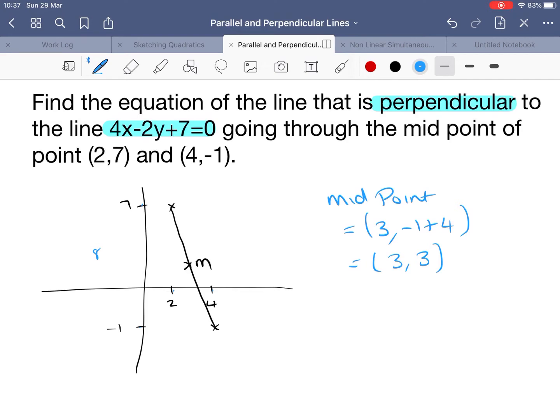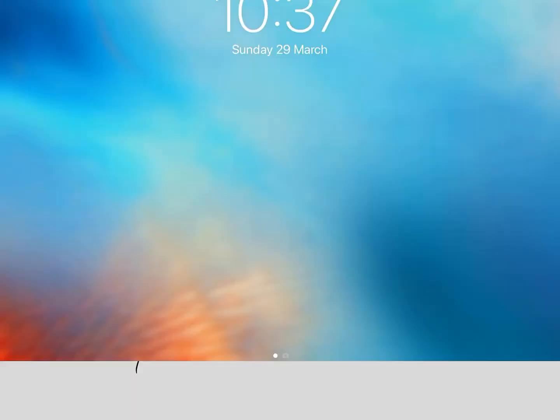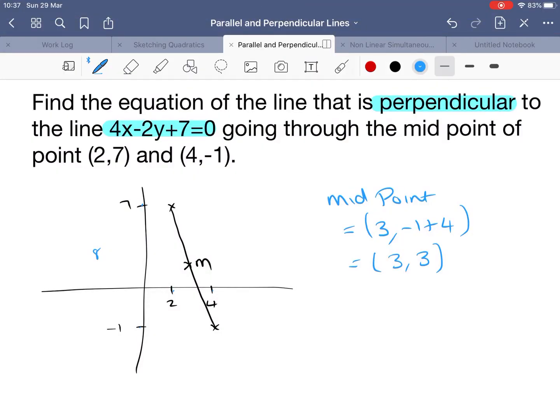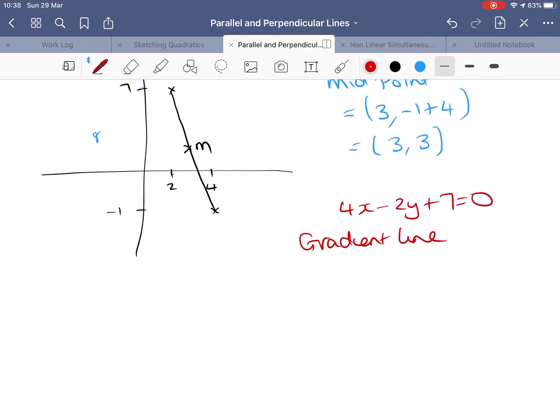Now I need to work out what the gradient is. So I want a line, don't know why my screen keeps going off, I do apologise, I want the line that is perpendicular to 4x minus 2y plus 7 equals 0. So I need to work out what the gradient of this line is. Okay, so I'm going to have to rearrange it. I am going to add the 2y to this side and add 2y to that side. So I get 4x plus 7 equals 2y.